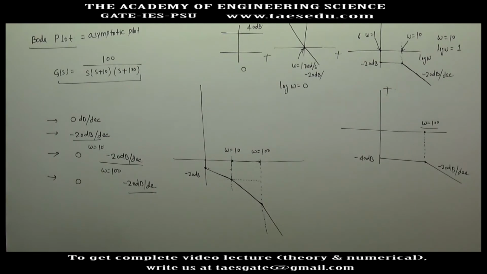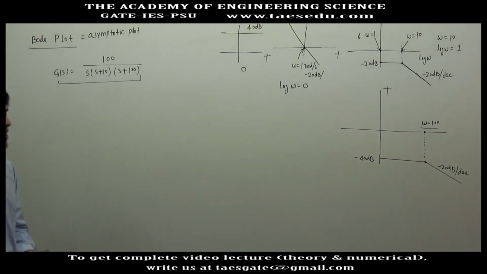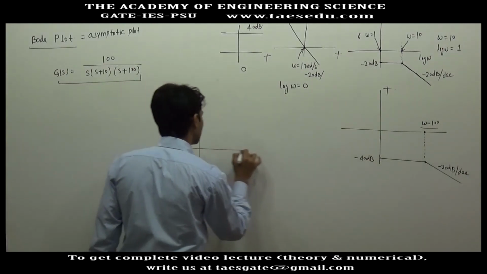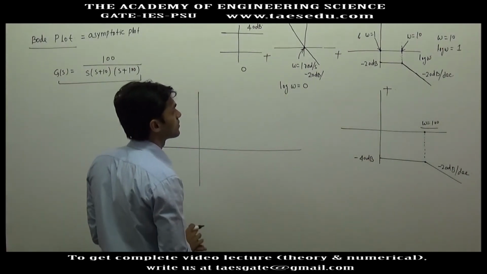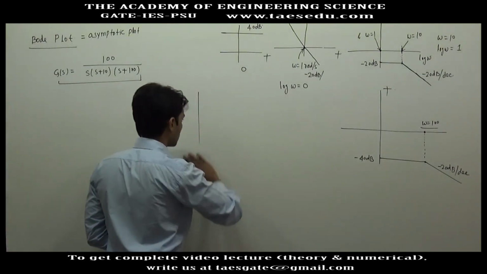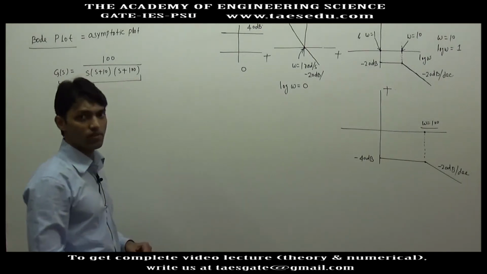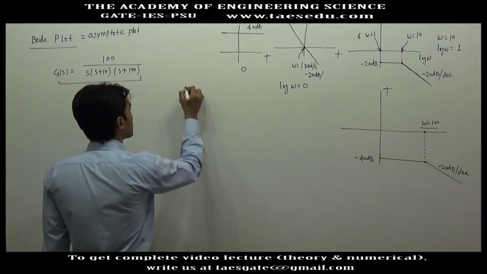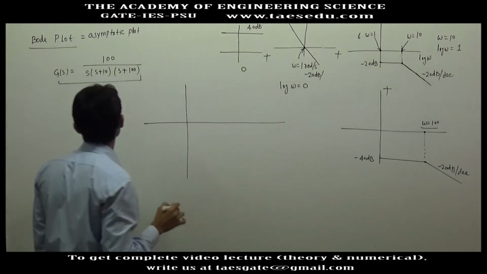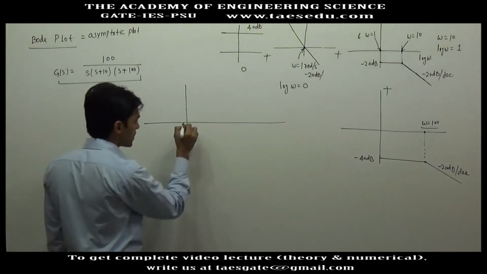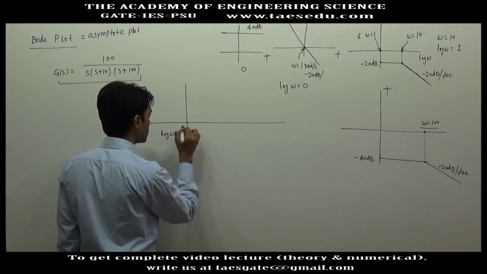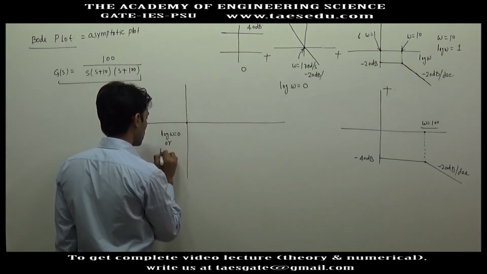Bode magnitude plot. When you have practice, how will we draw this graph? Since I had to go by the procedure, but in the examination, when you have practice, you will plot like this. First you will decide the corner frequencies. First you will decide a point. Let's say this point is log omega equal to 0, or omega equal to 1 radian per second.